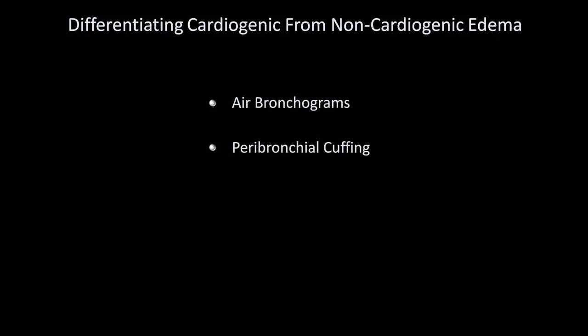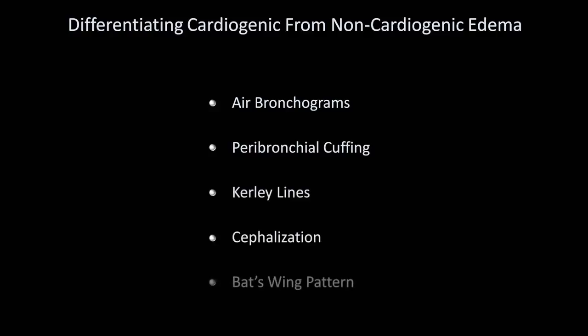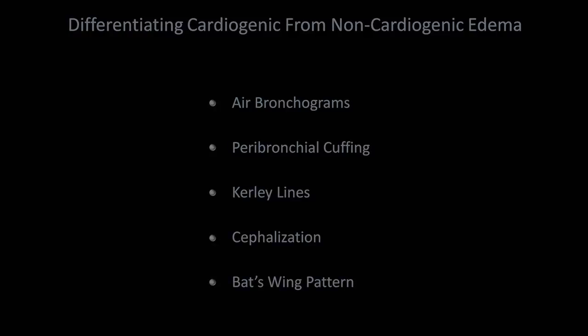In order to differentiate cardiogenic from non-cardiogenic edema on X-ray, there are 5 radiographic features which one can look for. They are air bronchograms, peribronchial cuffing, curly lines, cephalization, and the bat's wing pattern. I'll talk about each one at a time. First up are air bronchograms.